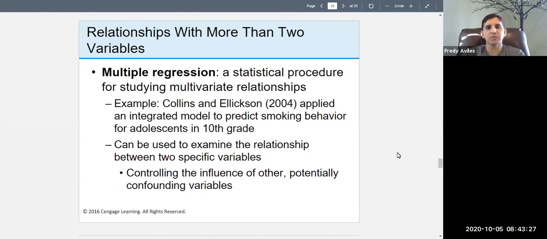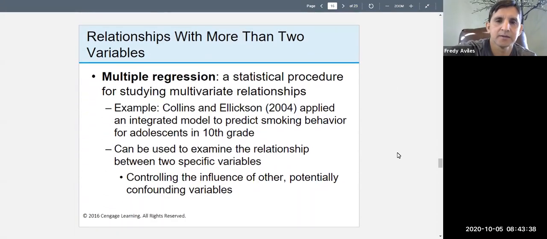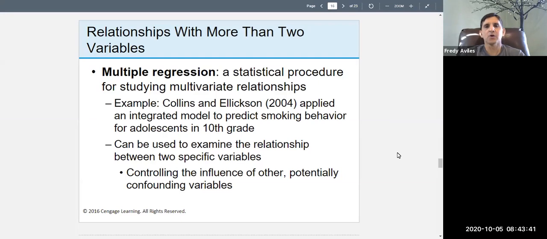Now, here's something a little bit more useful and more complicated, so you can determine the relationship. And I'm starting to remember now why I use that example of income and intelligence, okay? Because it's actually not as simple as it sounds. You can try to determine relationships with more than two variables. So instead of trying to predict one thing from one variable, you can try to predict one thing, let's say your intelligence, from multiple variables. And when you do that, that's called multiple regression. It's a statistical procedure for studying multivariate relationships. You're trying to determine the relationship among multiple variables.